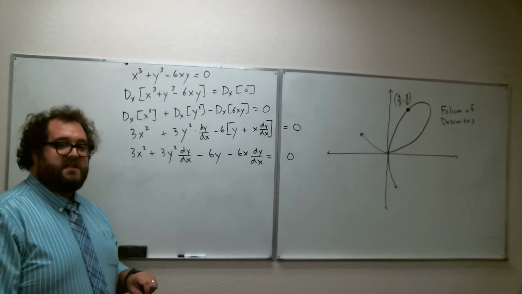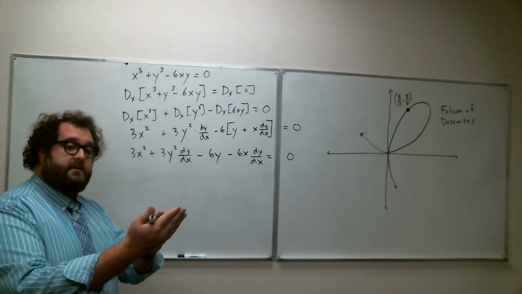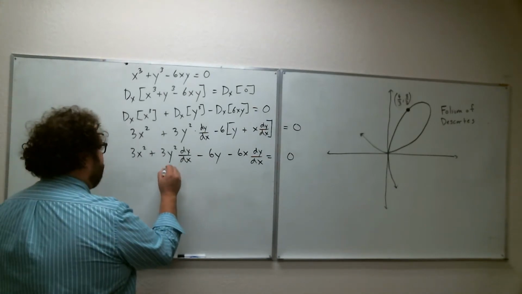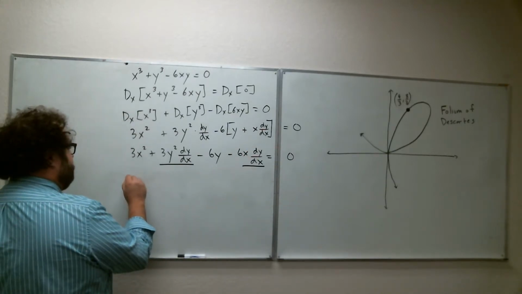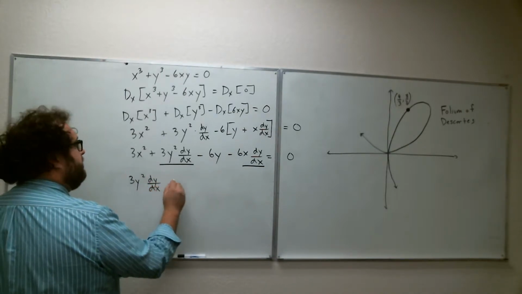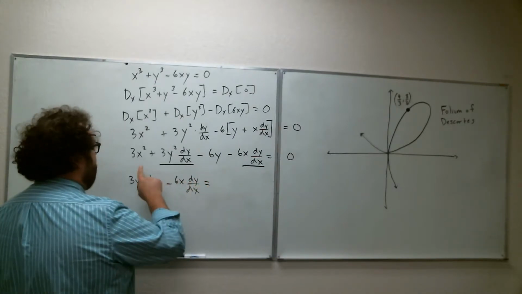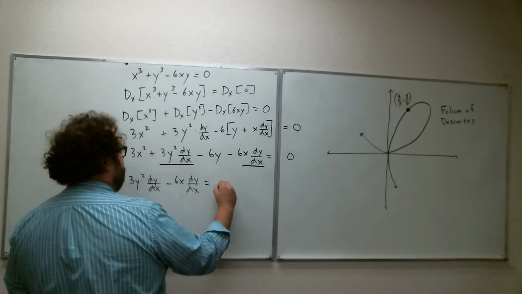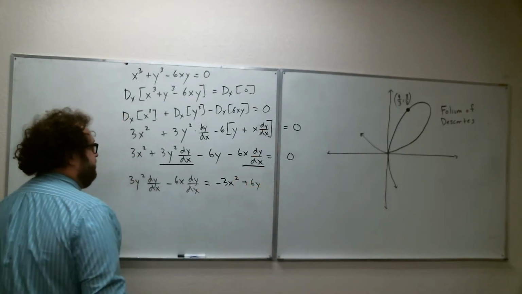Now we're trying to solve for dy/dx, so we're going to collect the dy/dx terms on the left-hand side, take everything else to the right-hand side. So I'm going to leave this term on the left and that term on the left, take everything else to the right. So we're going to have 3y squared dy/dx minus 6x dy/dx equals, let's see, add 6y to both sides, subtract 3x squared from both sides. So negative 3x squared plus 6y.